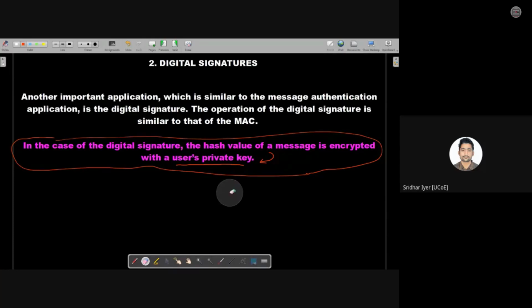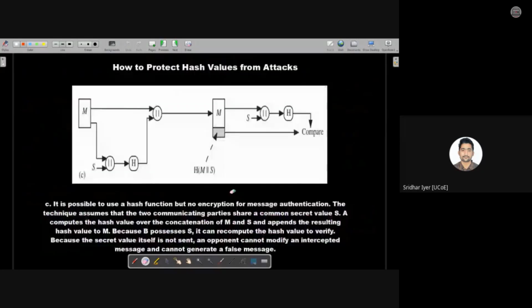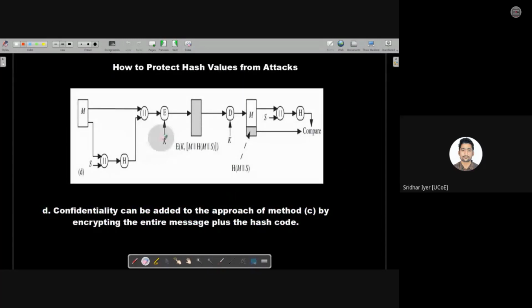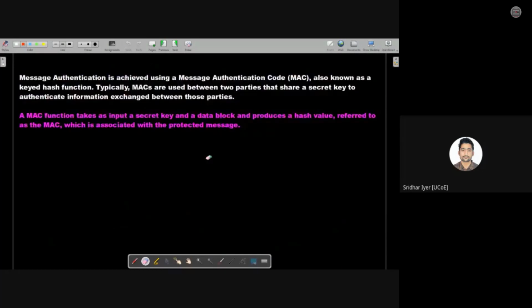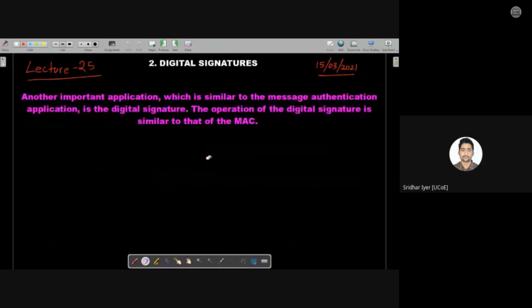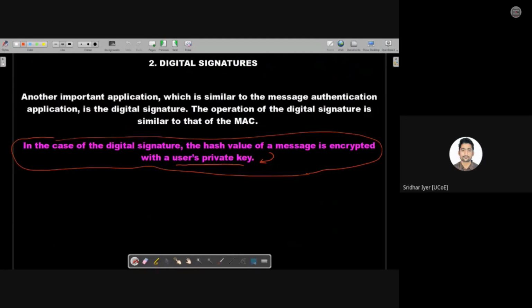Whereas in the previous case, in a normal public key crypto system, we usually encrypt with the receiver's public key, and the receiver decrypts the message using his or her private key. But this is exactly the opposite of that. Here we will be encrypting with the private key, and we will decrypt using the public key.